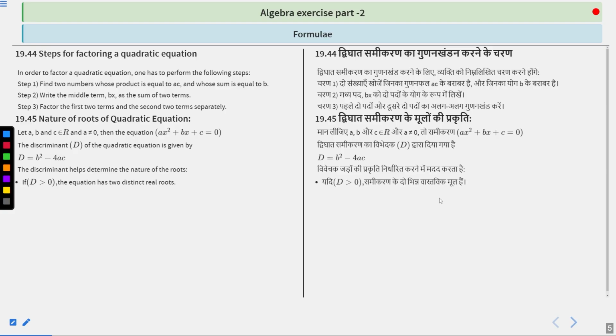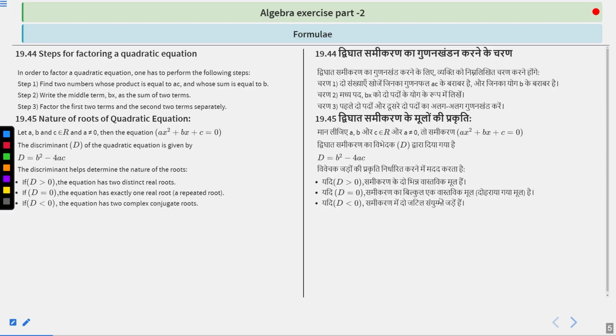If discriminant d is greater than 0, the equation has two distinct real roots. If discriminant d is equal to 0, the equation has exactly one real root, a repeated root. If discriminant is less than 0, the equation has two complex conjugate roots.